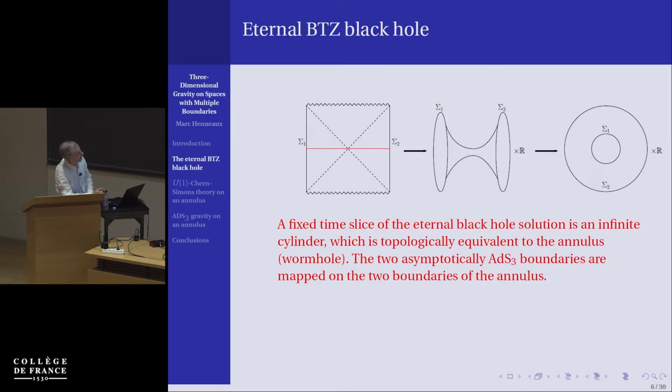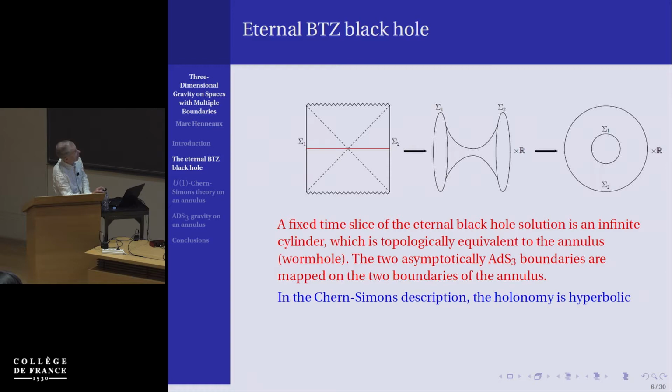And this cylinder is the same as a disk. And so we would have one, well, I will call the outside boundary, but they are completely equivalent, of course, so it's a terminology. So I would have one boundary here and the other boundary here, and this is the interior. So this is a fixed time slice, and as I said, it's a wormhole.